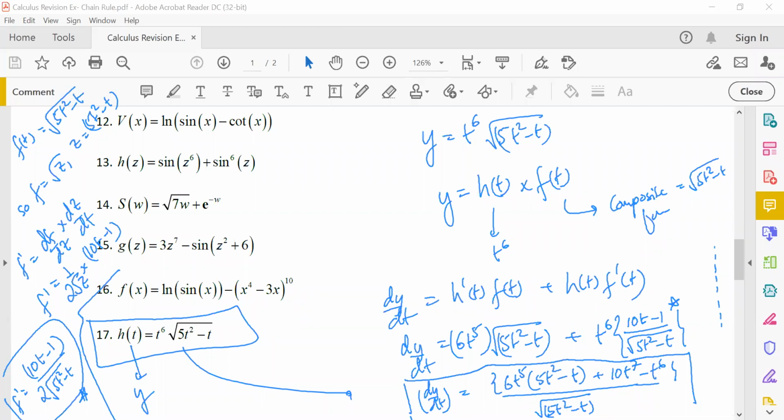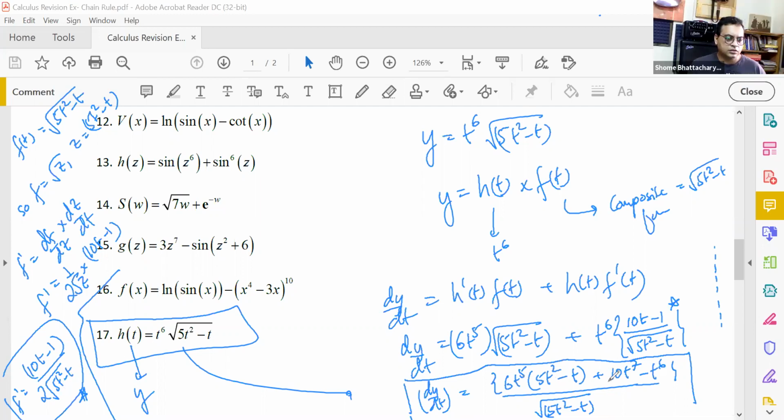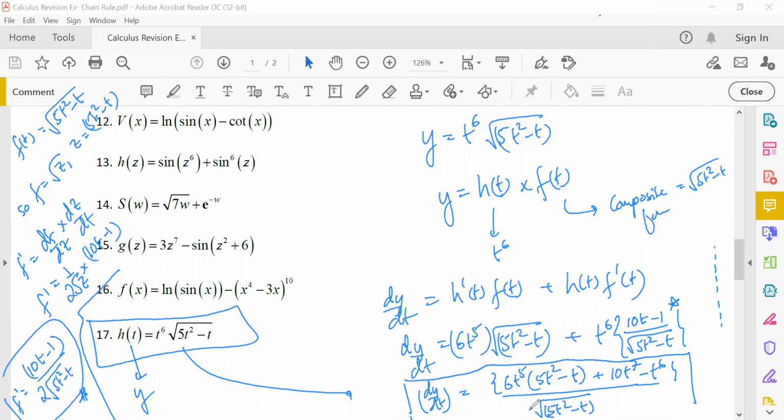So, you missed out the 2 into square root 5t square, minus t. You missed out the 2, is it? Correct. Yes. So there should be a 2 over here.